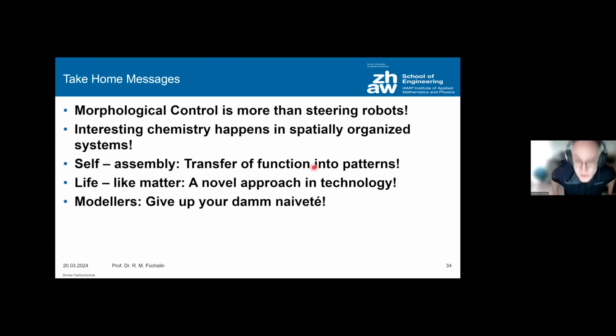Finally, morphological control. I come to my conclusion. Morphological control is more than steering robots. Actually, it can be applied in the life sciences. We can learn something for the life sciences. Interesting chemistry happens in spatially organized systems. That's what biology tells us, and we try to mimic it with the use of small microscopic compartments. Self-assembly, I think, is underestimated. It's a transfer of functions into patterns. Lifelike matter, I think, is a way we should go.